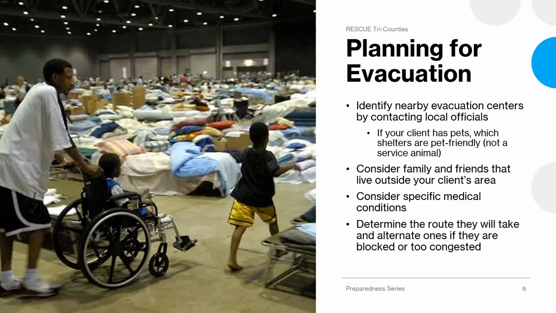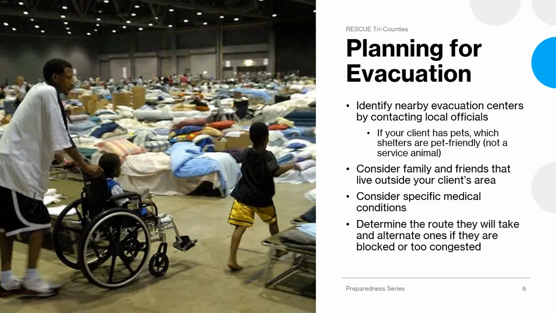When planning for evacuation, identify nearby evacuation centers by contacting local officials. If your client has pets or a service animal, find out which shelters are pet friendly. Again, service animals are different and are required to be allowed in. So one way to start planning with your client is to contact the local officials. Their contact information can be found on the TCRC website under Emergency Resources and by locating the county-specific listing. You can also start by calling your local city hall to obtain information on a list of evacuation shelters. If they don't have them, they should be able to refer you to who has that information.